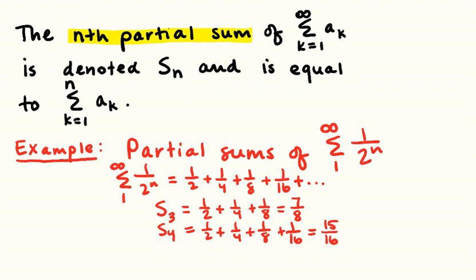And the fifth partial sum is going to be 1/2, 1/4, 1/8, 1/16, and 1/32, which is going to be 31 over 32. Okay, so we can start to see a pattern emerging.